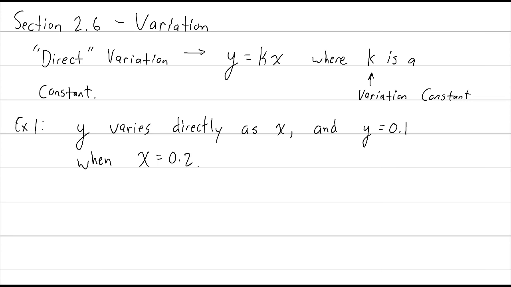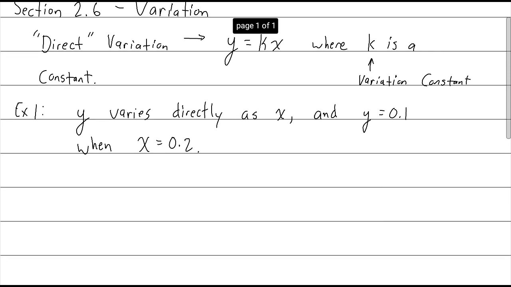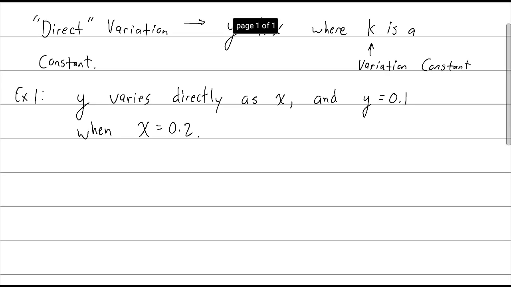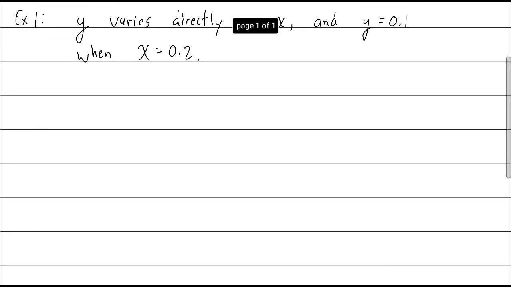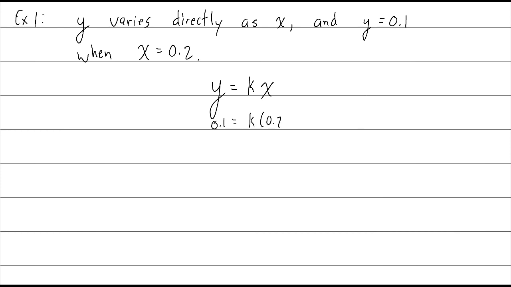Okay, so there's a lot of information there. First of all, again, y varies directly as x means, okay, I'm going to start off with y equals k times x. Now, I have to find k. Well, use the information they give you. When y is 0.1, x is 0.2. That's an equation that we can solve. That's 0.1 equals 0.2k.